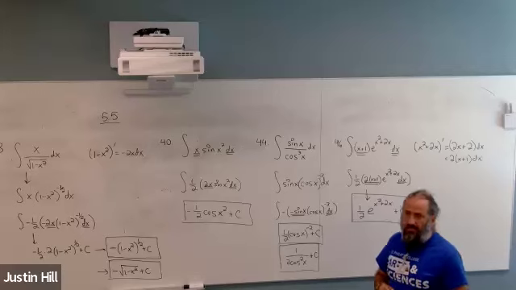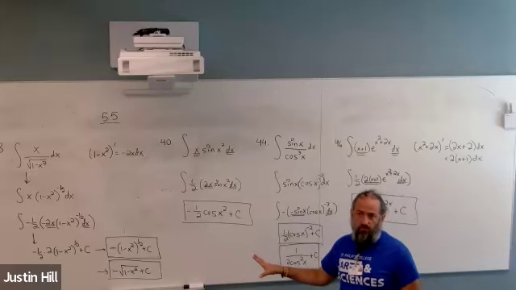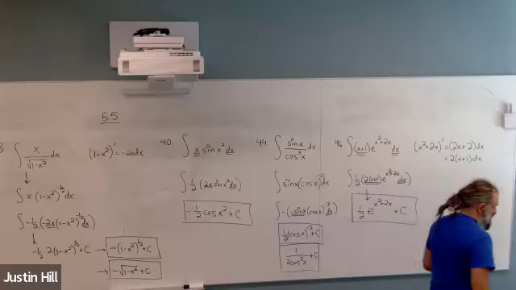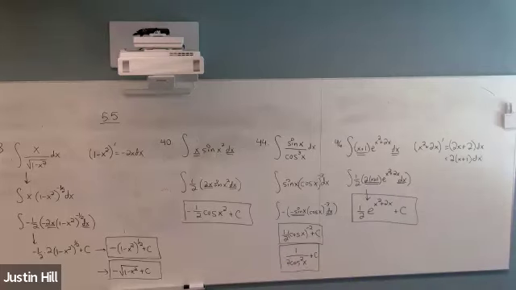So let's go to the next section really quick and just look at this basically with natural logs. And by next section, I actually mean 5.7. So not 5.6, but 5.7.